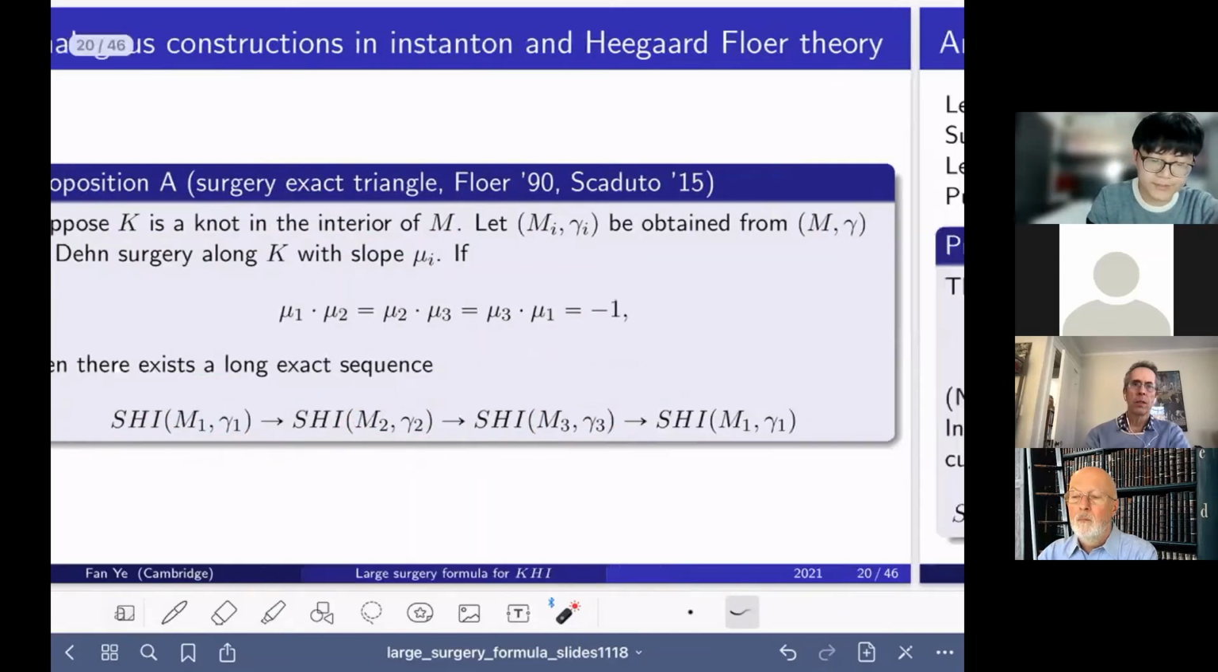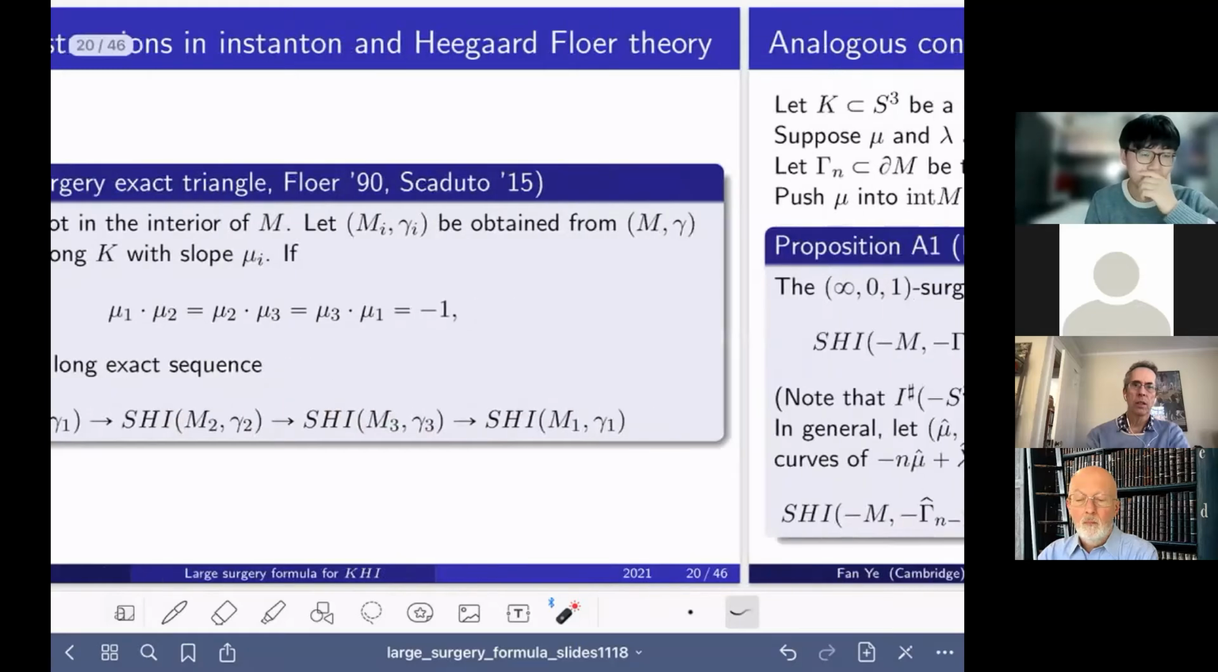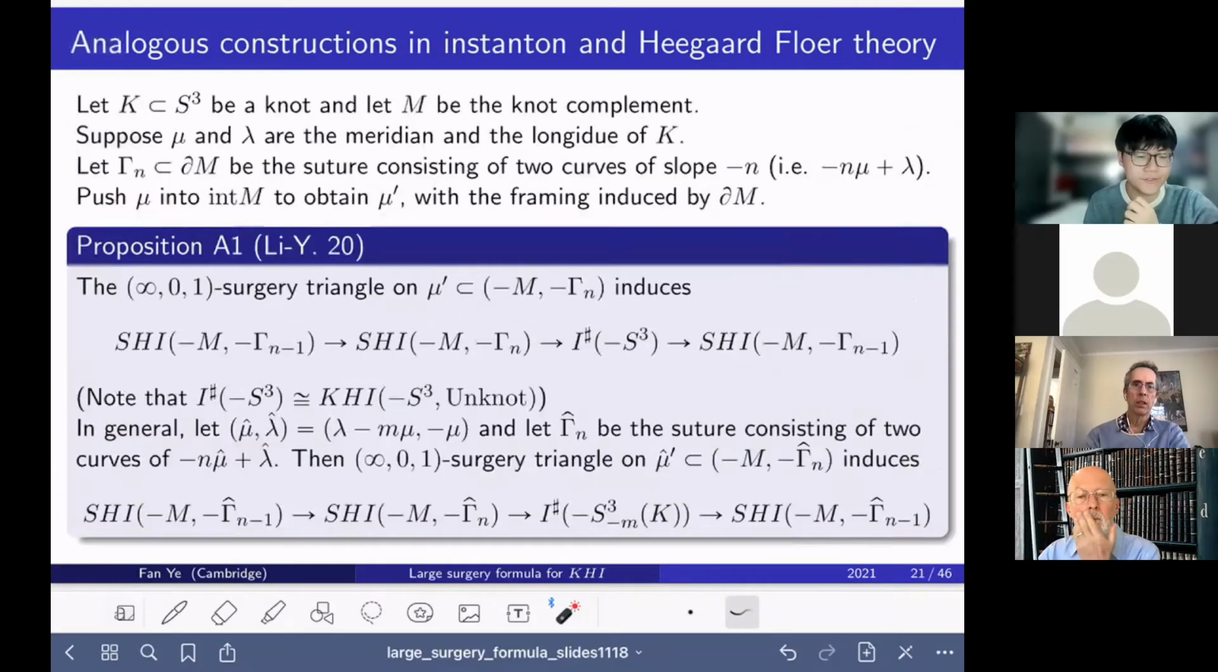So in our special case, we should consider the following balanced sutured manifolds. First, we still consider a knot K in S^3, and we consider M to be the knot complement. We suppose mu and lambda are the meridian and longitude of K. And then we take the suture gamma_n on the boundary of M to be the suture consisting of 2 curves of slope minus n. So here minus n means the homology class of the curve is just minus n mu plus lambda.